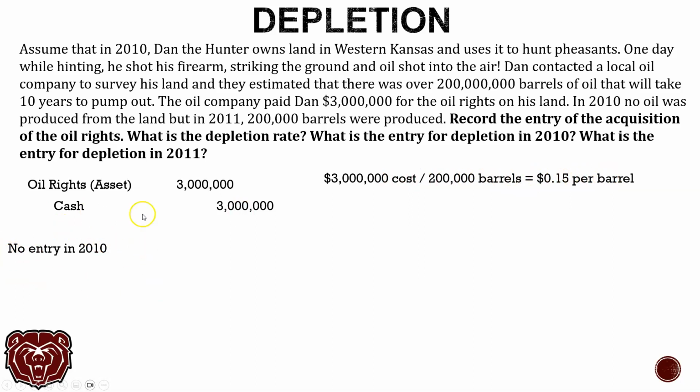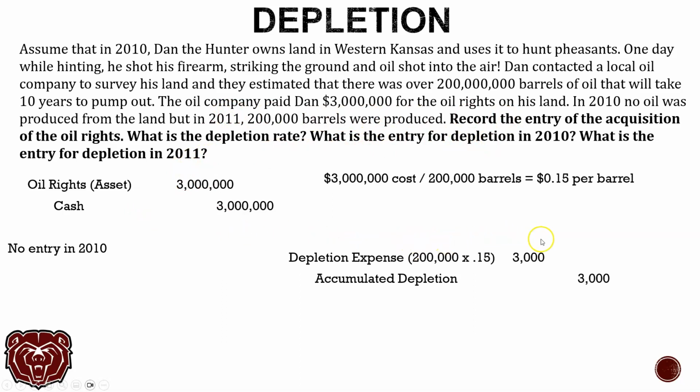There will be no entry in 2010 since they did not produce any oil from that land. And then the depletion expense for year 2 will be the 200,000 barrels that they did produce times the 15-cent depletion rate is $3,000, and then we will increase the accumulated depletion account.